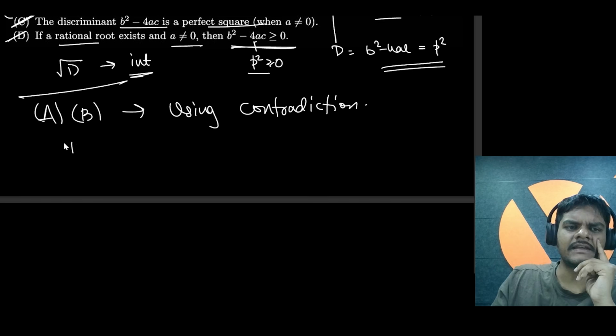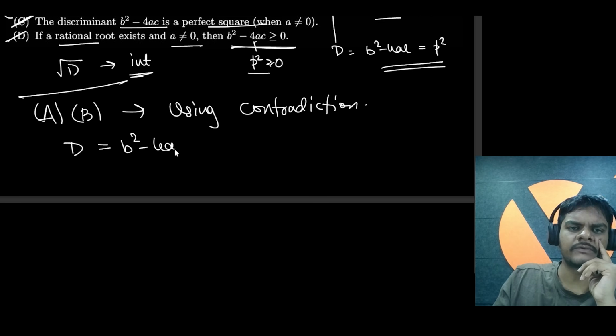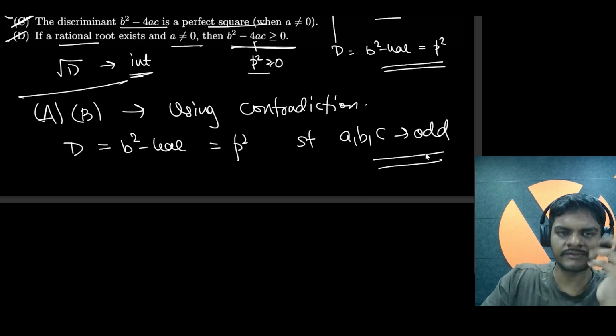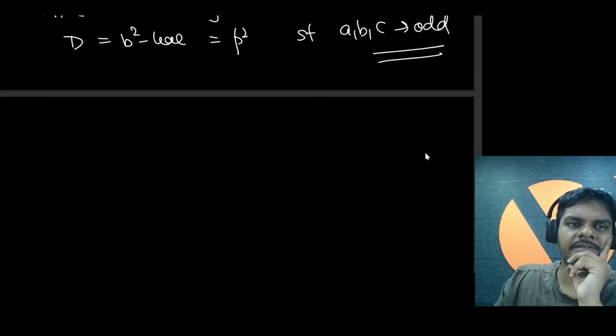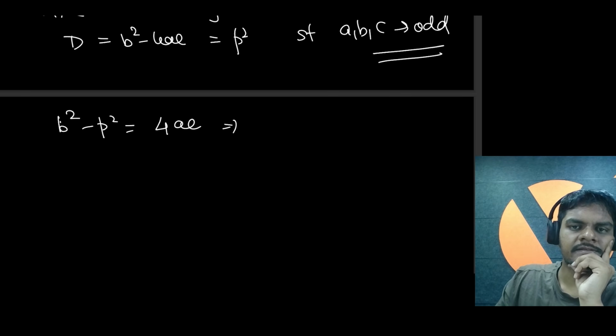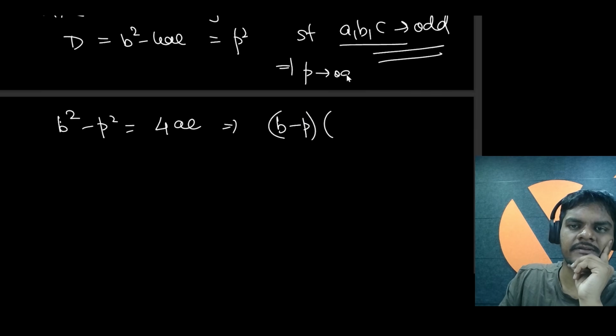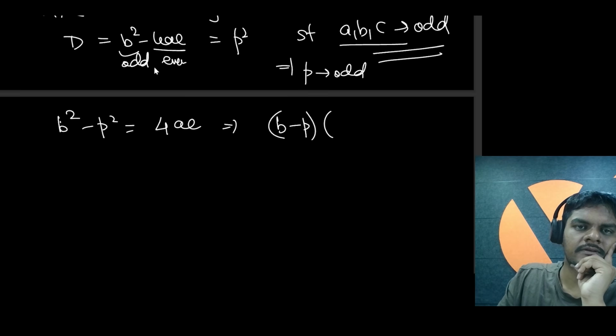Okay, so let's say D equal to B square minus 4AC equal to P square, such that A, B, C all are odd. Let us assume they are all odd. So what happens? That means B square minus P square is equal to 4AC. First of all, if A, B, C are odd, this will imply that P is also odd. You see, because this is even, this is odd. So overall it is odd. So this has to be odd.